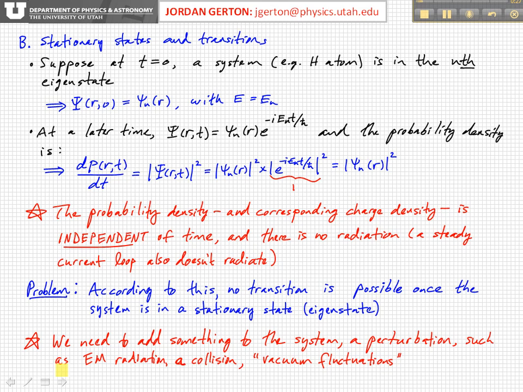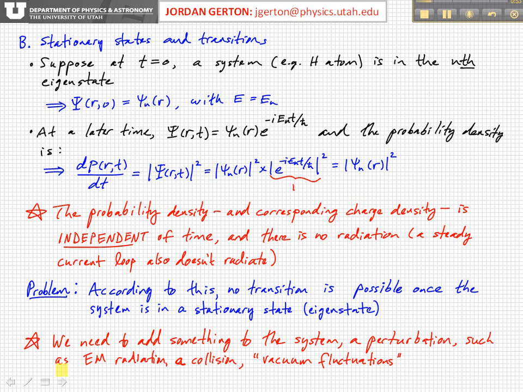Okay, so the probability density is constant in time, although it varies in space, but it's constant in time, and so there's no possibility of going from one eigenstate to another if the system is in an eigenstate already with this picture. Okay, and so in order to allow for transitions, in order to allow for the evolution of the system from one state to another, then we need to add something to the system.